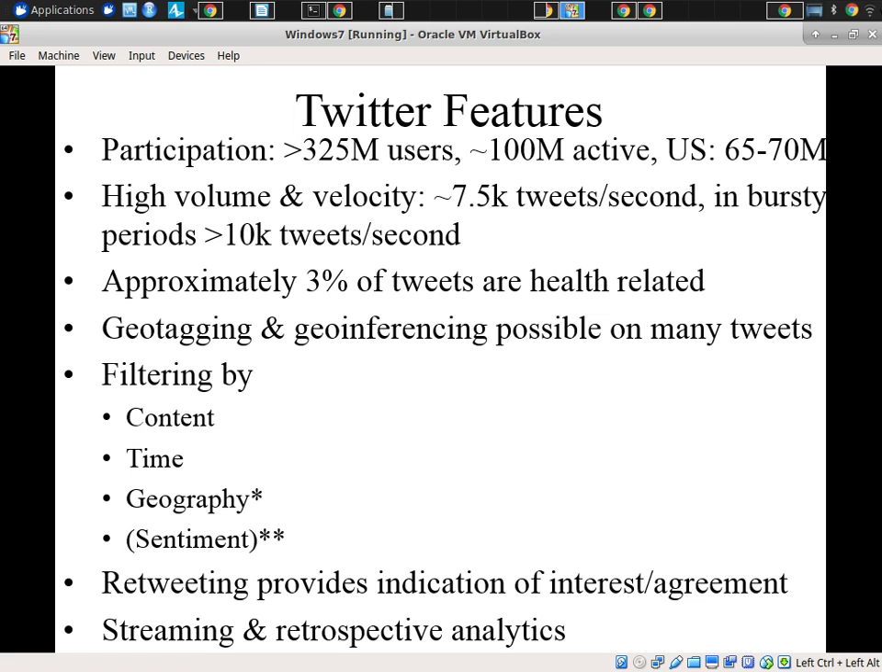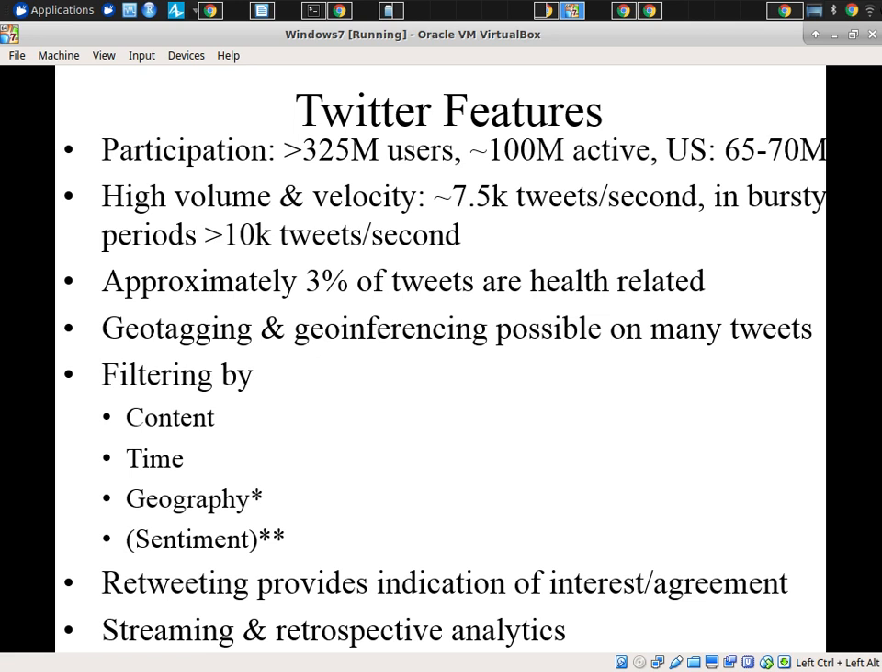So Twitter, if we look worldwide, has about 325 million users. There are about 100 million active users. These figures are a few years old now. And during peak periods a few years ago, the tweet volume was about 10,000 tweets a second coming out on Twitter. Not a small amount of data.